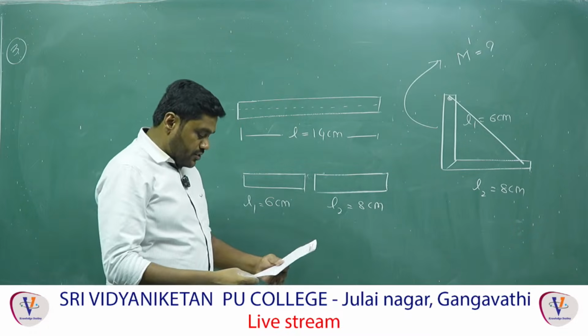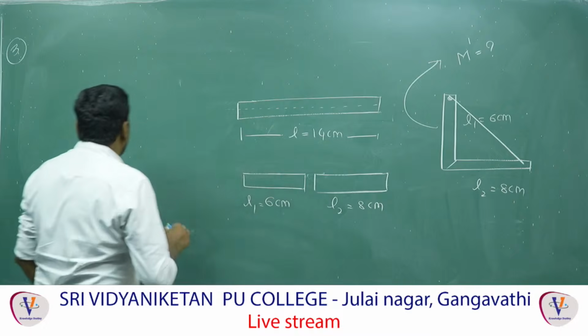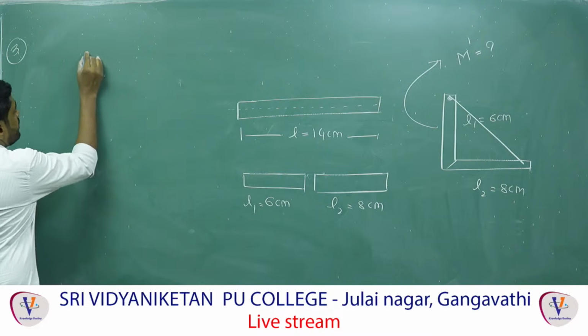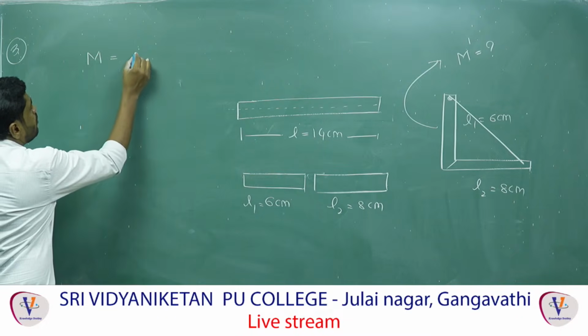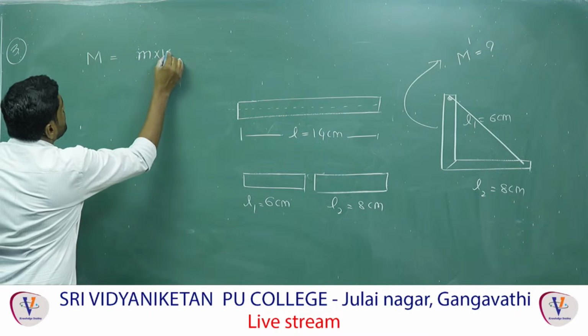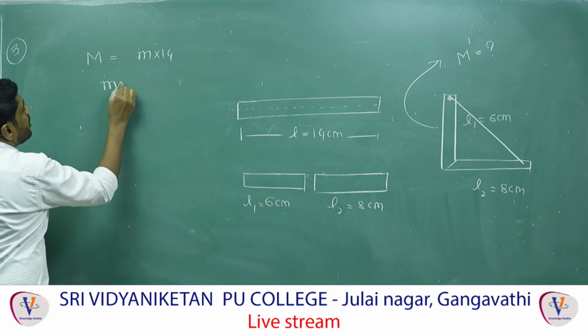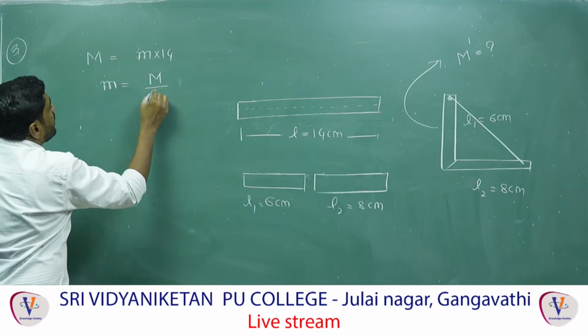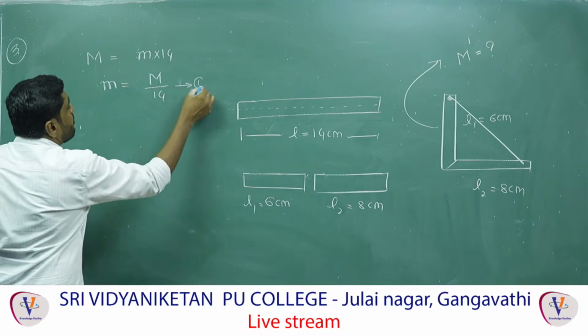Okay, therefore now here, first of all, let us find out the pole strength. Initial case, what? Initial M is equal to m into 14 centimeter. Therefore, m is equal to how much now? m is equal to M by 14. Let me take this as equation number 1.